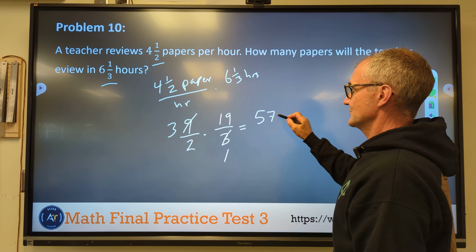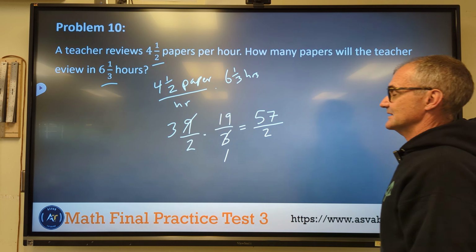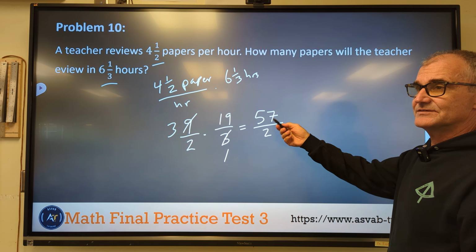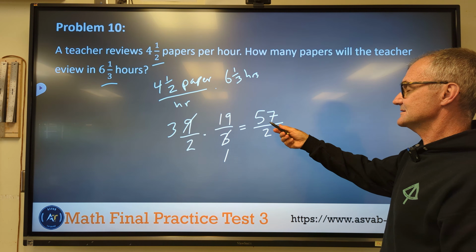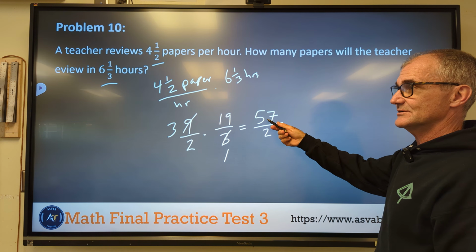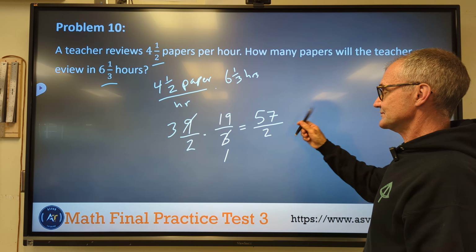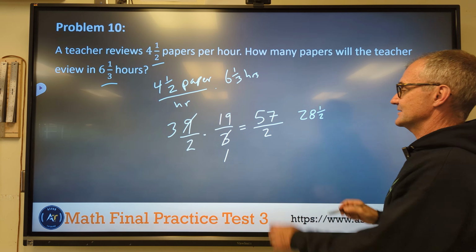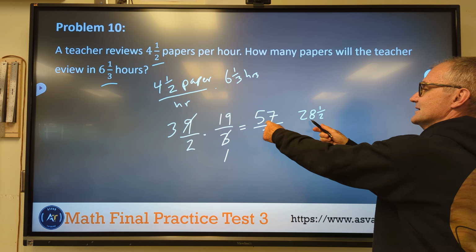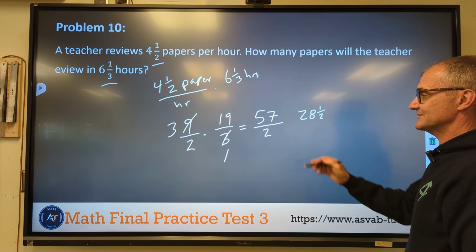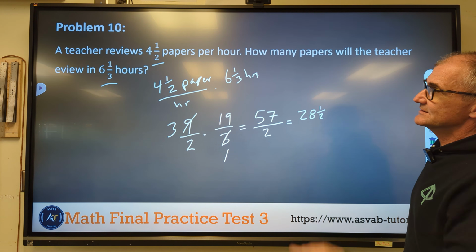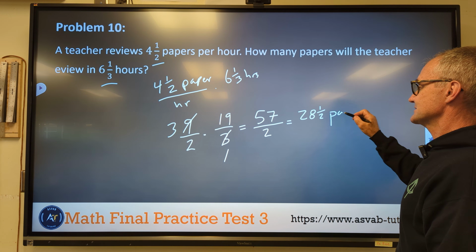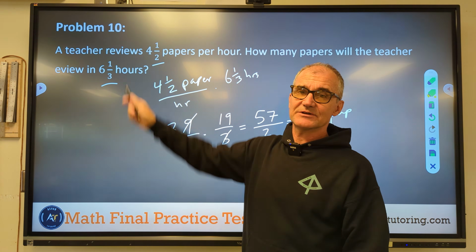57 over 2. And then I could just cut 57 in half. 56 is 28, and then 57, I cut that in half to get a half. So 28 and a half, right? So the teacher can grade 28 and a half papers in 6 1/3 hours.